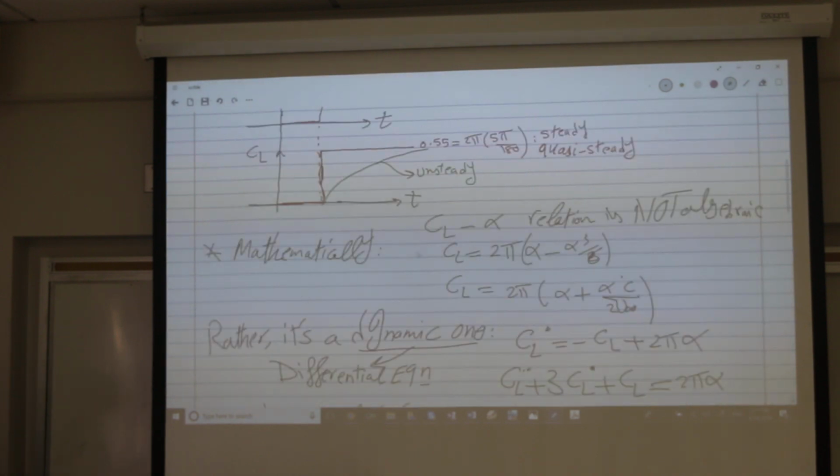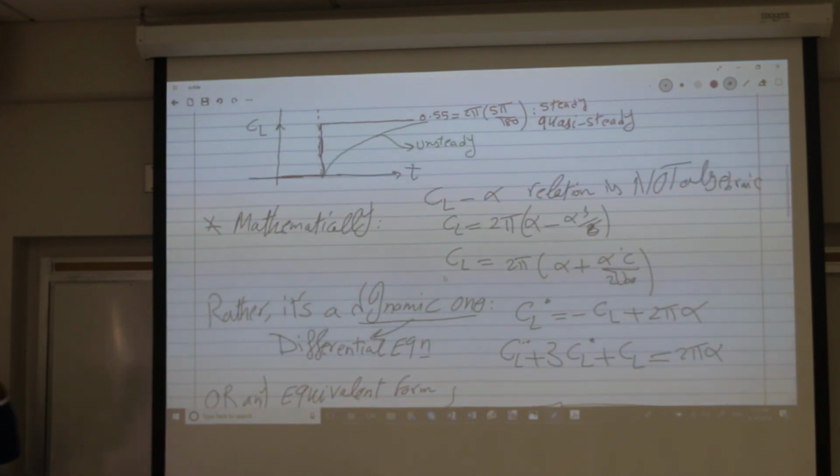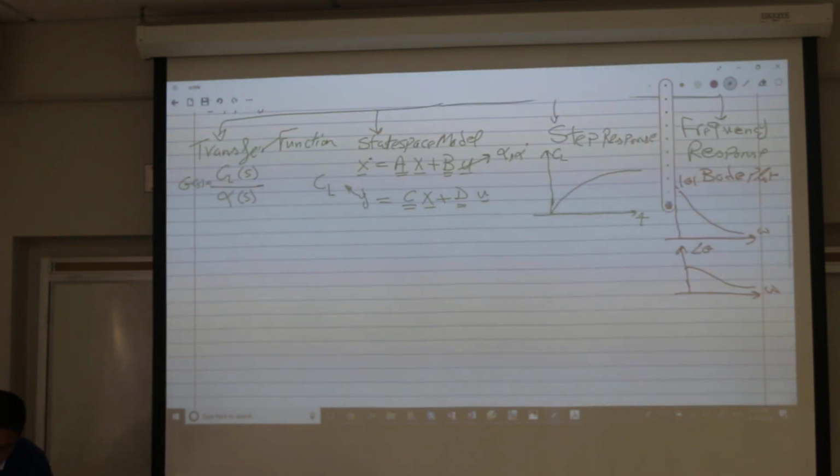So we learned what is unsteady aerodynamics. Descriptively, it is that the lift cannot change instantaneously. Mathematically, we now know what we mean by an unsteady model, and we're going to talk about modeling wise. And for modeling wise, we're going to discuss now for the first time the most complete description of how lift builds up.